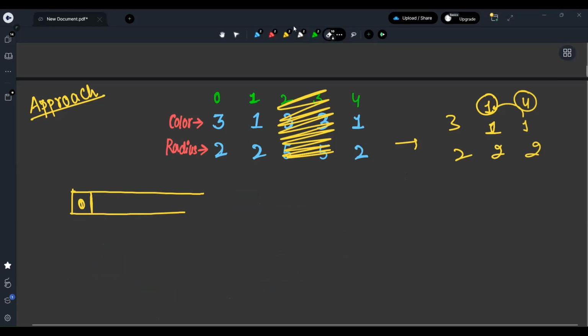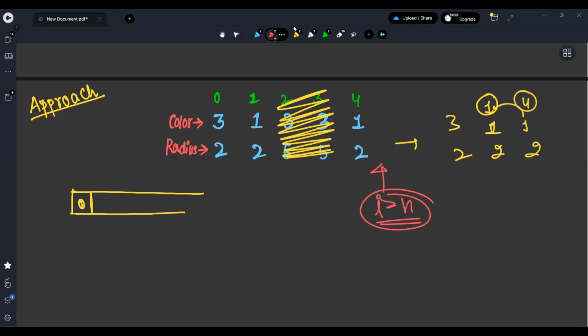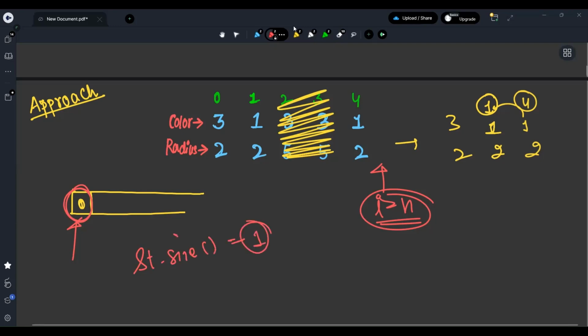So at the end, when I is equal to n, I will come out of the loop. I have only one element left. So the answer will be st.size(), that means 1. Now I have seen some solution in the comments.